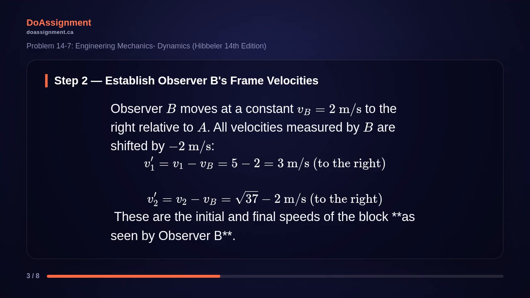Observer B moves at 2 meters per second to the right, so to convert any speed from A's frame to B's frame, we subtract 2 meters per second. The block's initial speed seen by B is 5 minus 2, which is 3 meters per second. The final speed seen by B will be root 37 minus 2 meters per second.